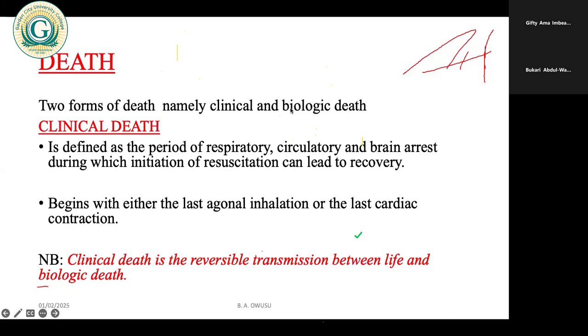Okay. So we have Gifty Amma also there. Gifty. Yeah, hello, sir. Yes, please. Okay, please, I wanted to ask about the cause of the disease as well as the death.